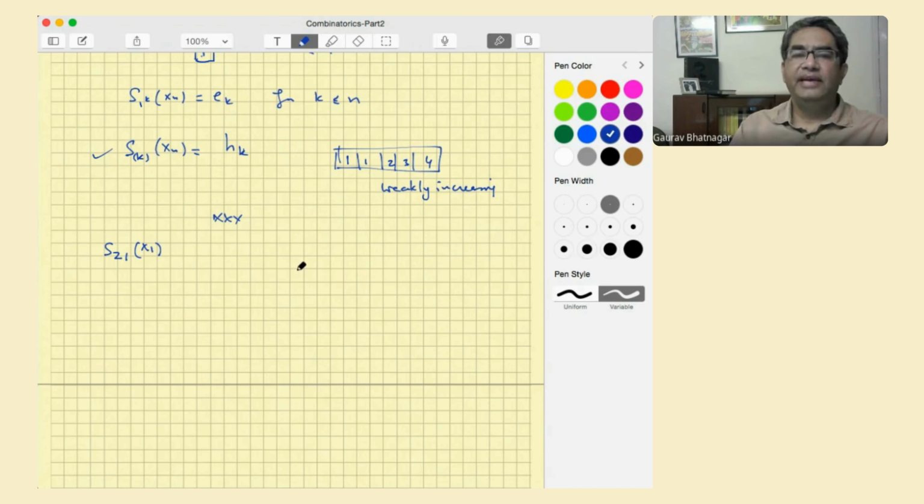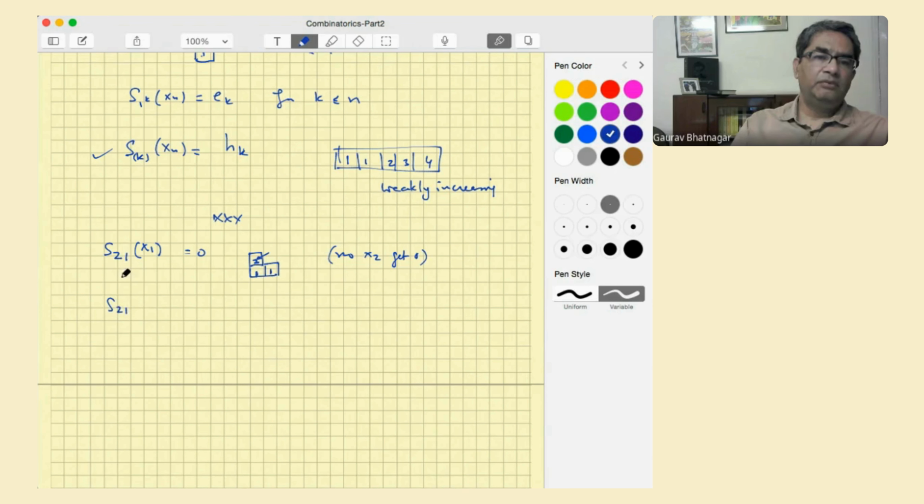So if you just have X1 in it, and here is the shape. So you start with putting a 1 here, you can put a 1 here, and then you have to put a 2 here. So this is not there, X2 is not there, so you'll get 0. So this will be 0. So when there is no X2, then you get 0. So the minimum you need is the number of parts.